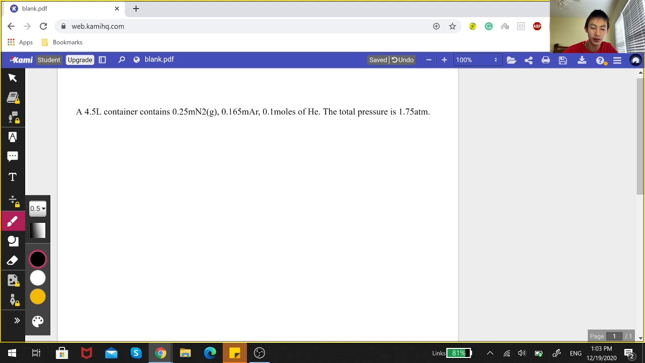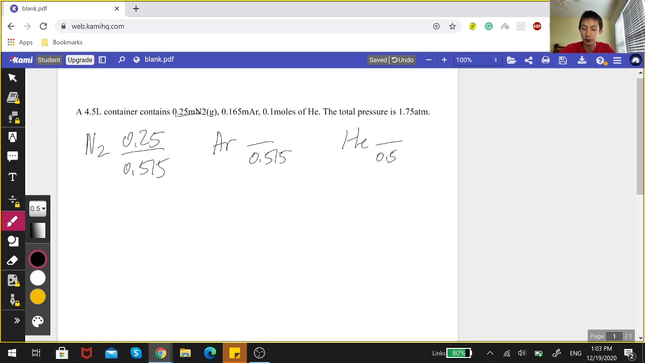So let's start off with N2, Ar, and He. First of all, we have 0.25 moles of N2, so we're going to put 0.25 over the total number of moles. So let's quickly find the total number of moles: 0.25 plus 0.165 plus 0.1. That is 0.515. It's going to be 0.515 on the bottom for all of them because that's where the total goes.